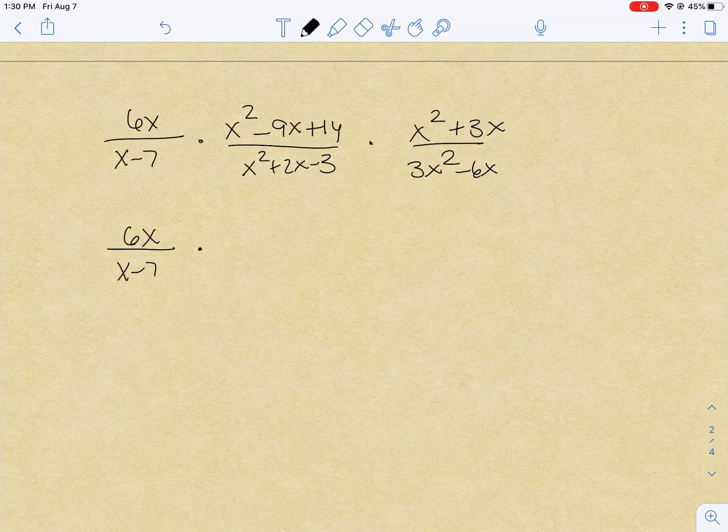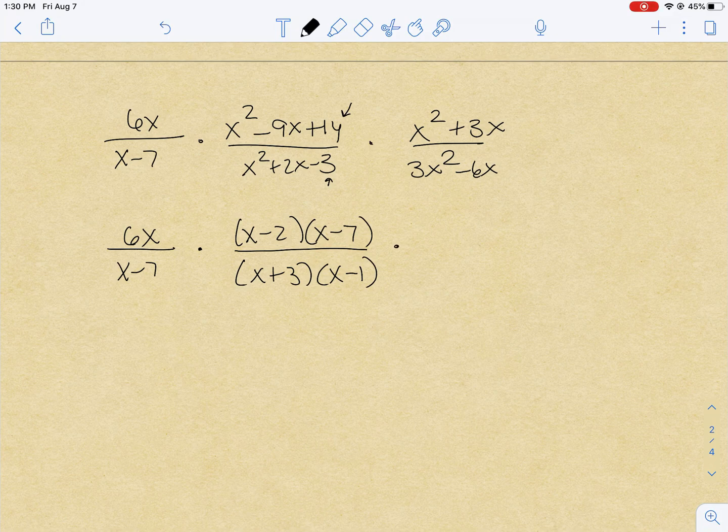minus 7. Now the second fraction, though, I notice are trinomials. And on the numerator, I got a 14. I know 7 times 2 is 14, and if I want to make that -9, I would do -2 and -7. So I got x minus 2, x minus 7. The denominator, again, I'm looking at that 3. I could do x plus 3, x minus 1. So 3 times -1 is -3, but 3 minus 1 makes 2 in the middle.